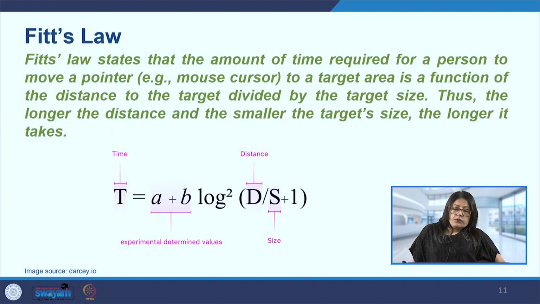Now, Fitts law states that the amount of time required for a person to move a pointer, for example the mouse cursor if you're using a desktop or a laptop, to a target area is a function of the distance to the target divided by the target size. What Fitts law means is that three things are important when we are designing interfaces. One is the time, the second is distance, and the third is the size.